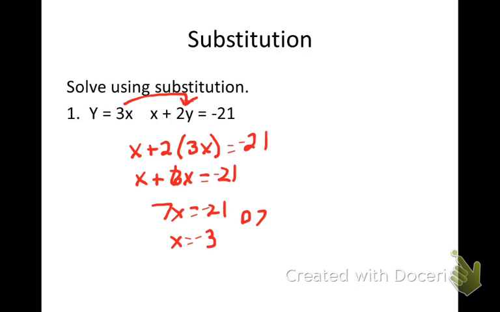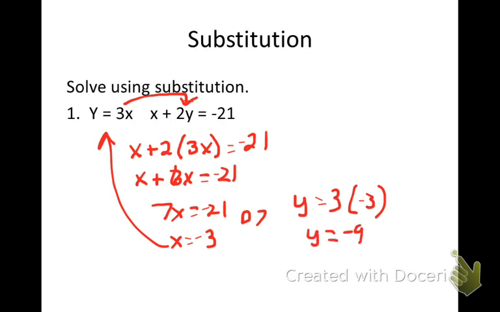Now remember, I'm not done because I want an ordered pair. So I can substitute this in either equation to find what the y would be. It would be easier to substitute it in this equation. So if I do that, I'm going to get that y equals 3 times, and in this case I'm going to replace x with a negative 3. So y equals negative 9. Make sure in the end that you write your answer as an ordered pair. So my solution would be the ordered pair, negative 3, negative 9. So after you find the one, you must substitute back and find the other.